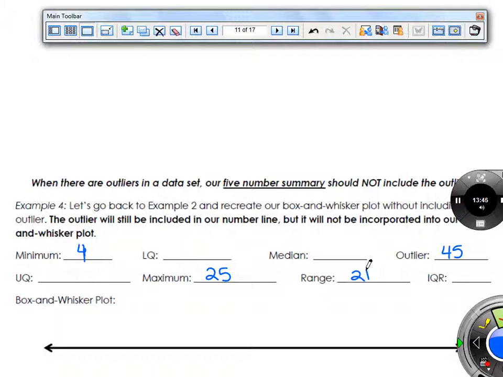Okay? And so then what you do is you exclude the outlier from your calculations, but notice it's still included right here. So we're still going to represent it. We're just not going to let it influence all of our numbers.